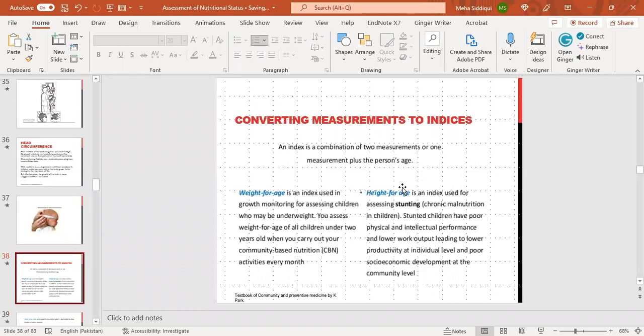Converting measurements to indices. An index is a combination of two measurements or one measurement plus the person's age. Weight for age is an index used in growth monitoring for assessing children who may be underweight. We can assess weight for age for all children under 2 years when we carry out community-based nutrition activities every month. Height for age is an index used for assessing stunting, usually indicating chronic malnutrition in children. Stunted children have poor physical and intellectual performance and lower work output, leading to lower productivity at the individual level and poor socioeconomic development at the community level.